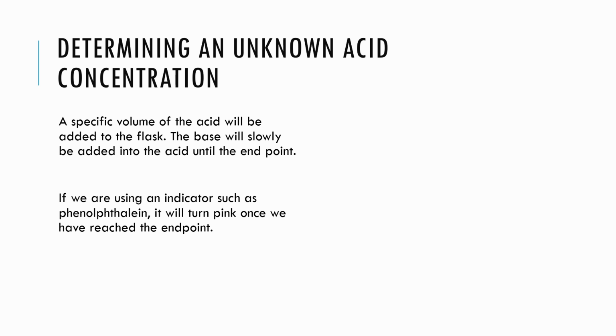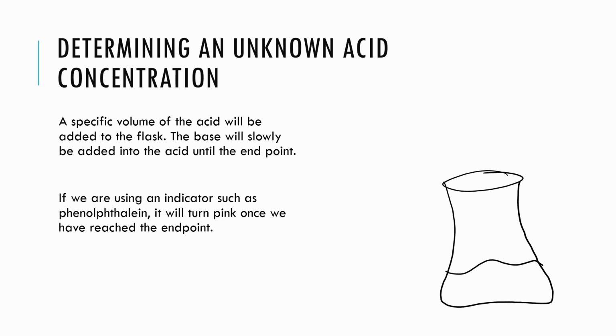Now, what we're going to have in our little setup: we're going to have our flask down here, and when we're putting in our unknown acid, we do need to know the volume of this. So let's say that this is 50 milliliters. We need to know that this is 50 milliliters of, let's say, HCl.